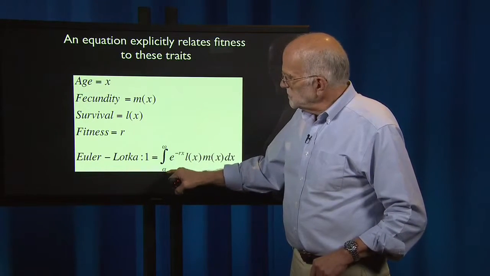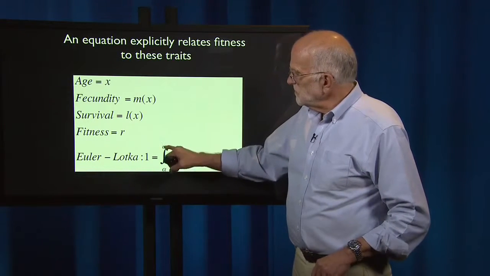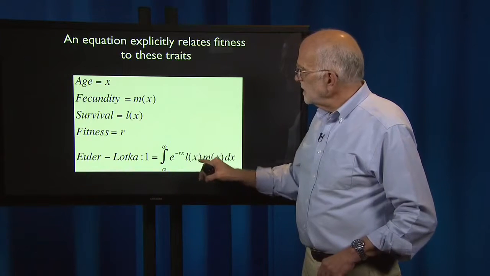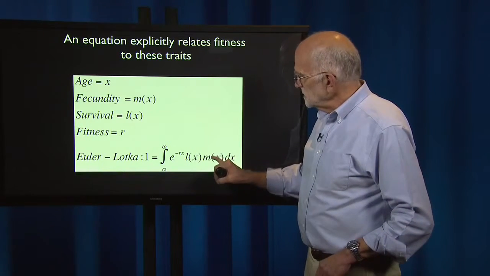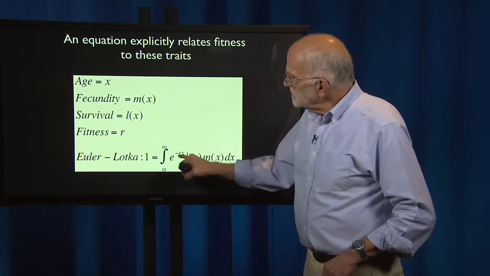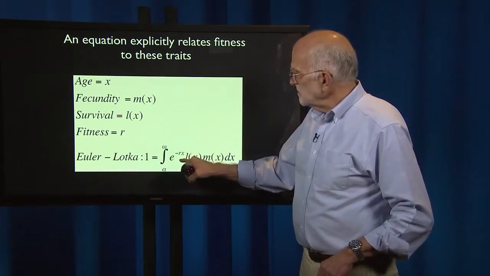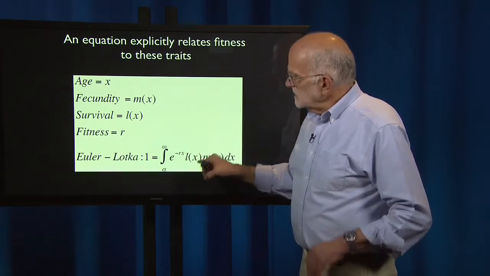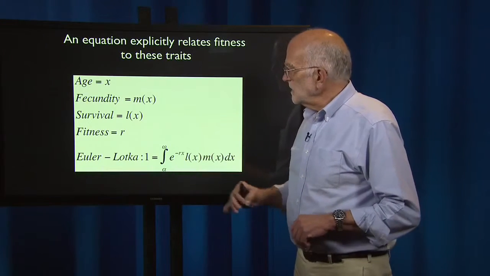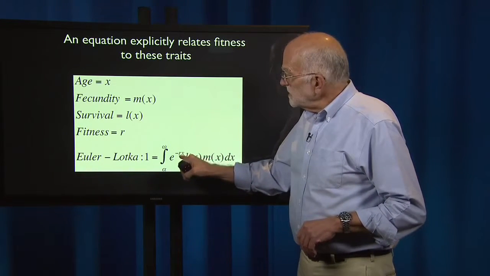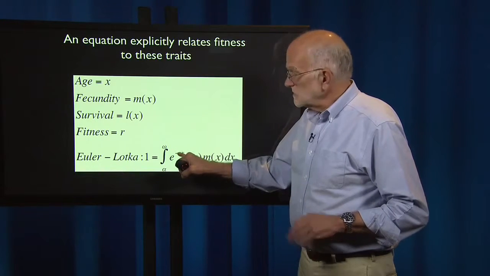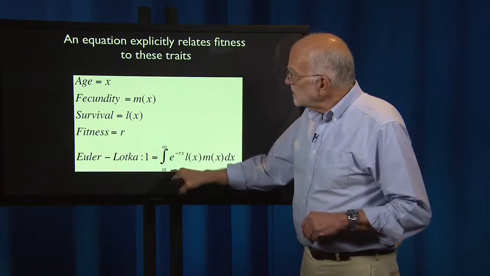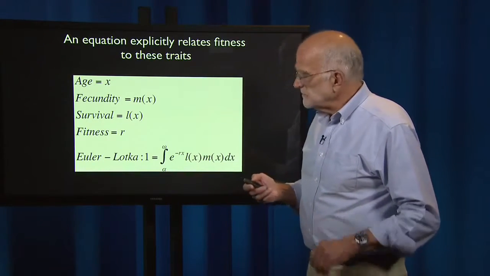Basically what you do is you are integrating between age at first reproduction and age at last reproduction of reproductive success, that's probability of survival times fertility, weighted by the discount of the population growth rate. And in a stable population, that will equal 1. This gives a way of relating little r, which is fitness in this formulation, to age at maturity, alpha.